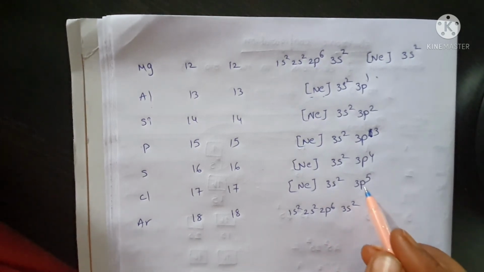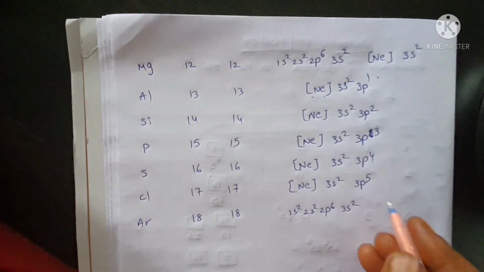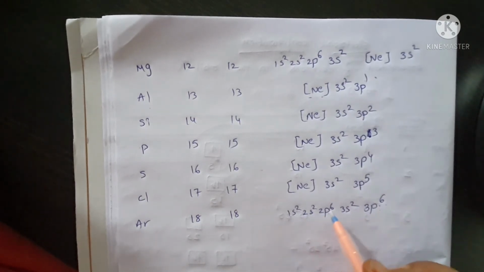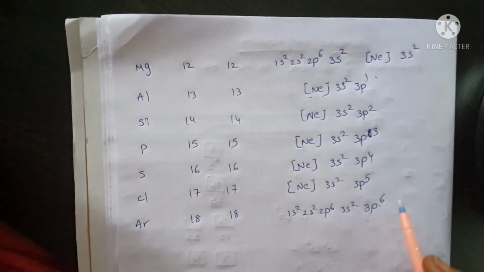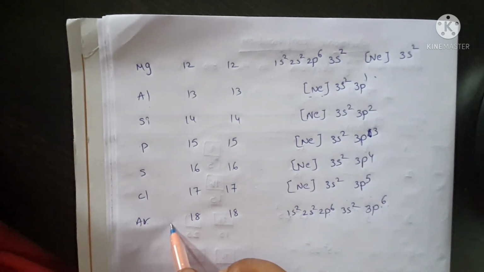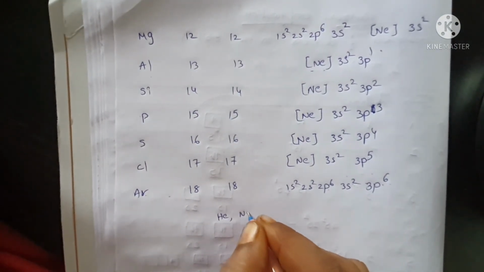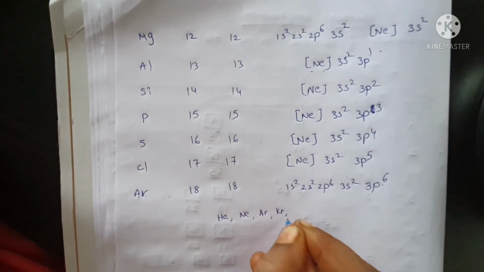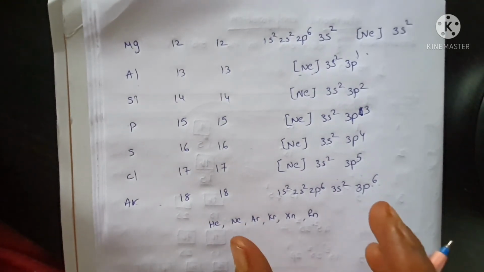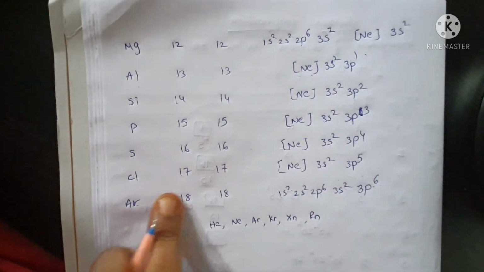So the next coming electron completely fills the 3p6. So we will write 1s2, 2s2, 2p6, 3s2 and 3p6. All the orbitals are completely filled with the electrons. That's why argon is also very stable and it is also an inert gas. What are the inert gases? Helium, neon, argon, krypton, xenon and radon. All these have completely filled electron shells. That's why these are called inert gases. So this is about argon.